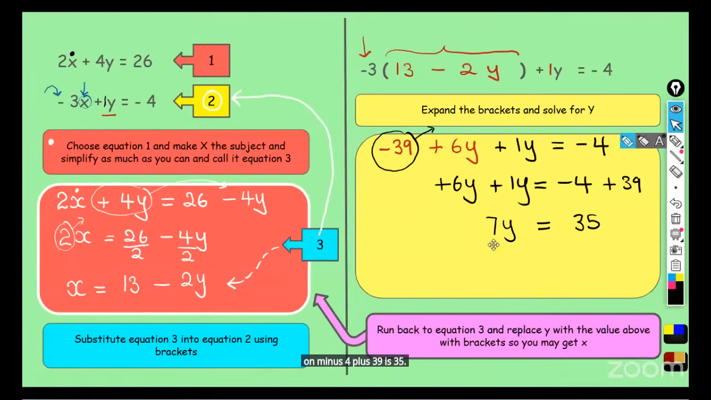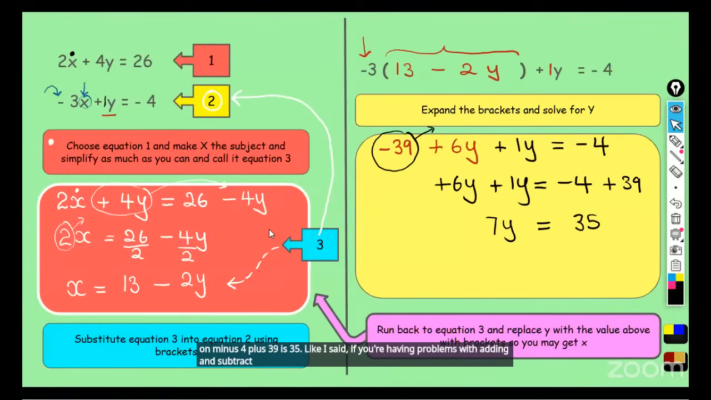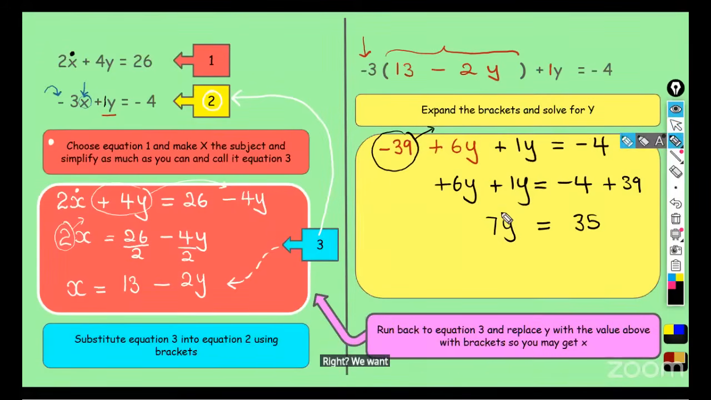If you're having problems with adding and subtracting positive and negative numbers, just use a calculator, right? But remember, if you're going into Form 3 and above, you're supposed to have mastered those things in school already, right?